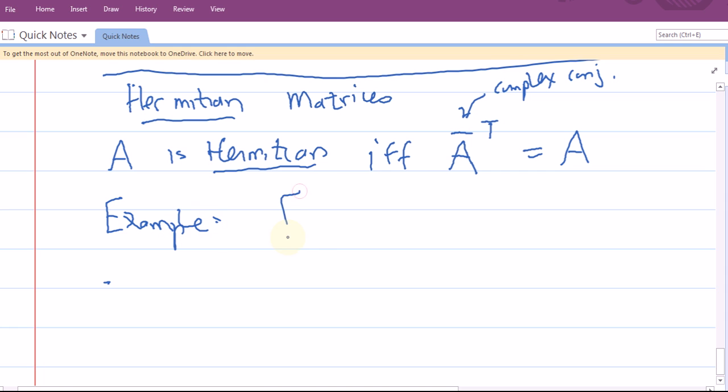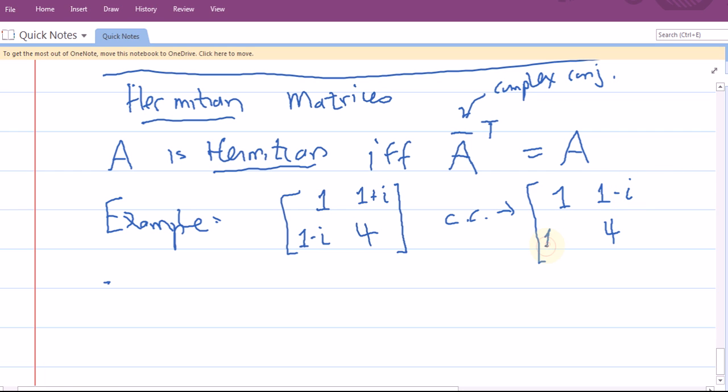Let's just give a simple 2 by 2 example. If I have 1 and 4 on the diagonal, and, for instance, 1 minus i and 1 plus i here. Now, if I take the complex conjugate, 1 and 4 stay the same. If you remember, complex conjugate takes all the pluses of the imaginary parts and turns them to minuses, and changes all the minus imaginary parts to pluses. So I have 1 minus i here and 1 plus i here.